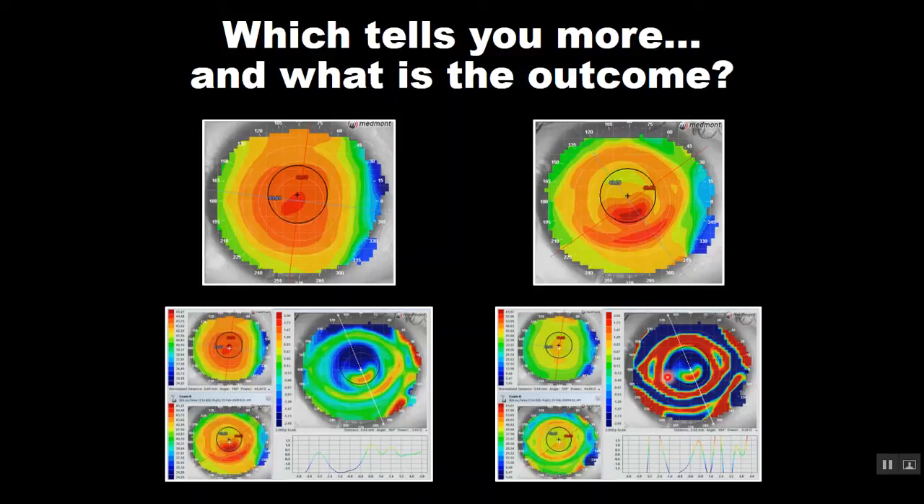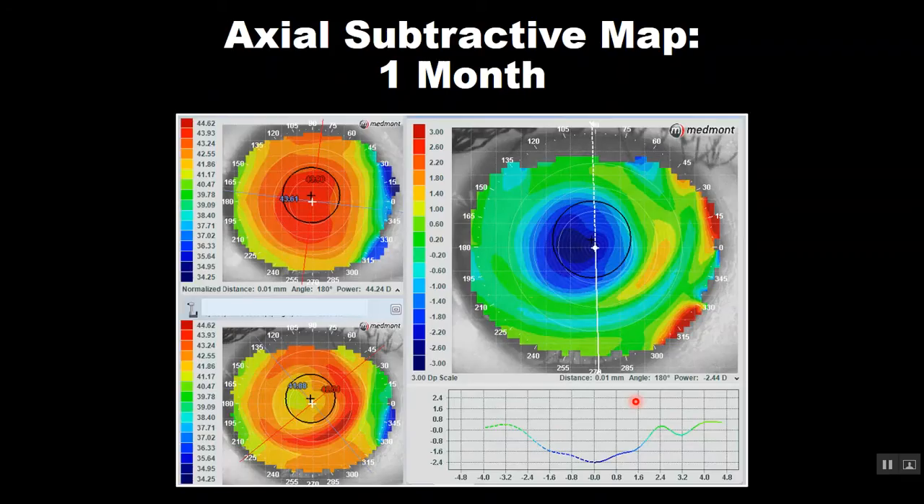It might creep up higher and higher, but at this point, both axial and tangential map are saying it's relatively well centered. So use your subtractive map. It's such a valuable function. And here's the same patient after a month of wear. That island has completely disappeared.